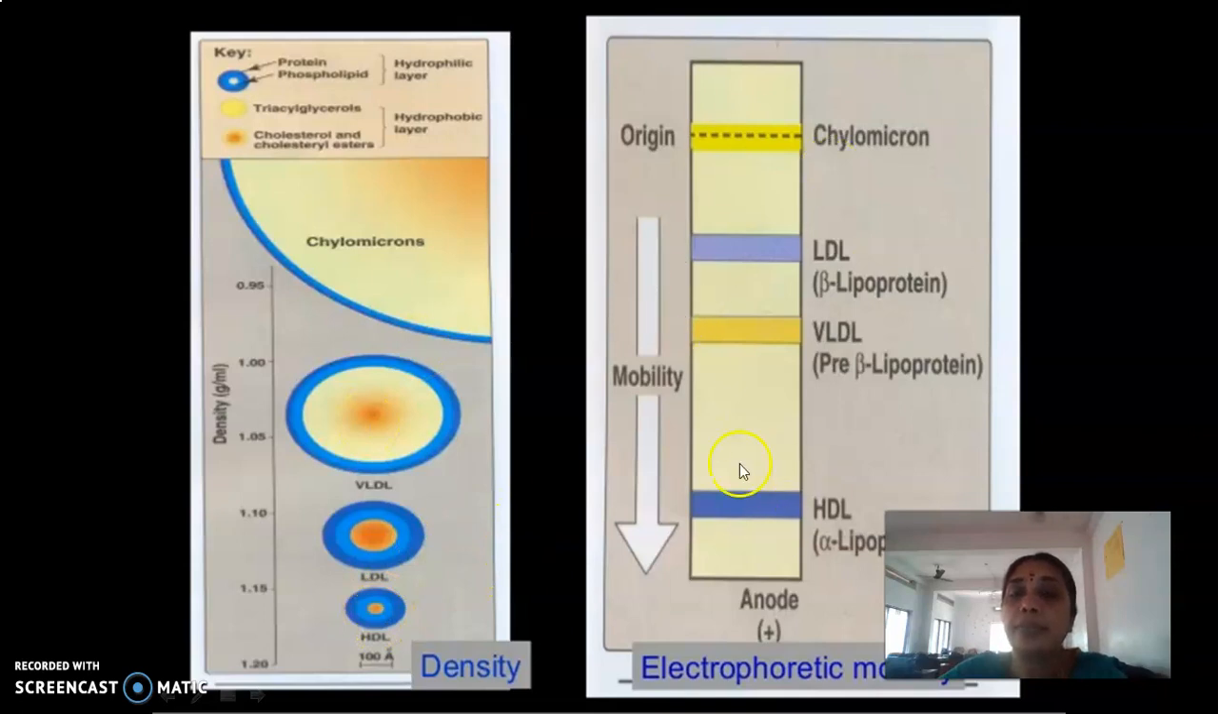Now this is the electrophoretic pattern, that is, when a serum sample is applied. So this is the origin, the site where we apply the serum sample.